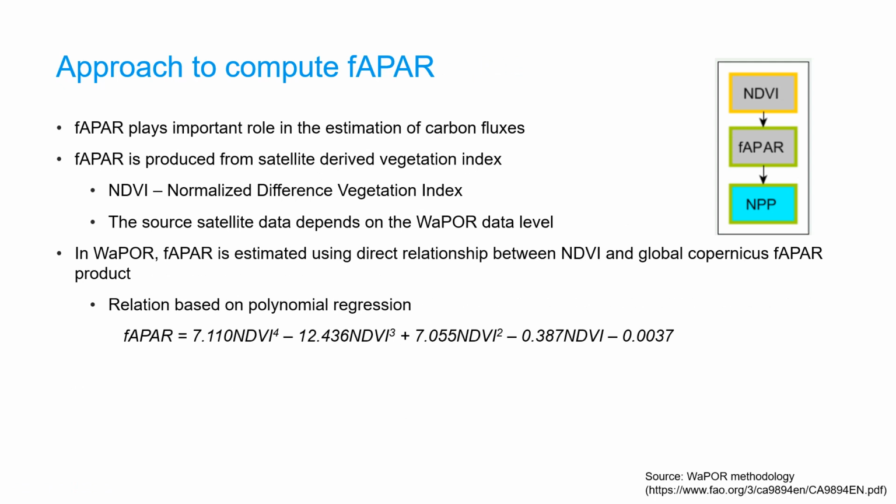FAPAR, which is one of the major components in the computation of net primary production, is produced from a satellite-derived vegetation index. In this case, normalized difference vegetation index, NDVI, derived from the near-infrared and red spectral reflectance bands of optical satellite data, is used. The source satellite data used to compute NDVI depends on the WAPOR level product.